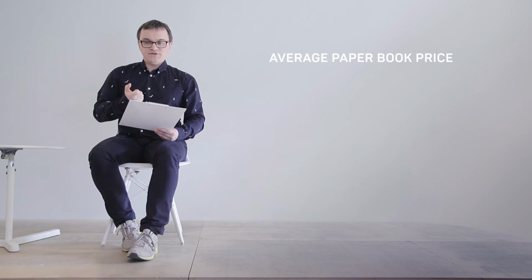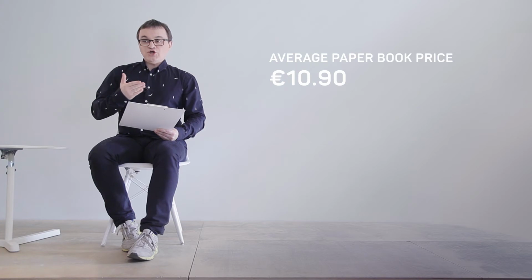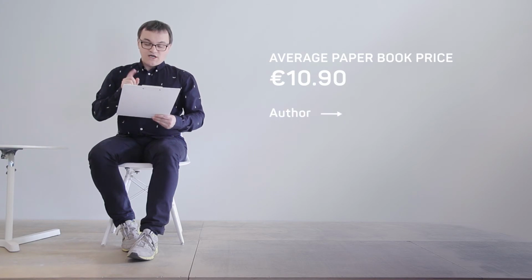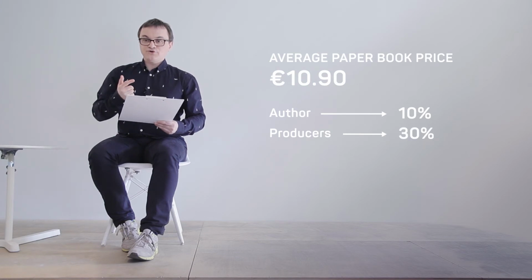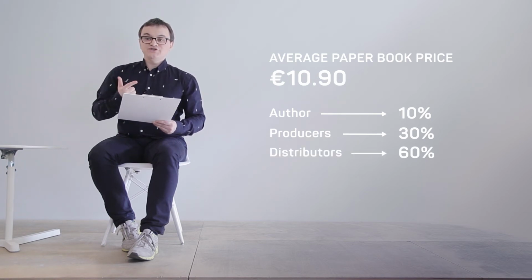Let's say the average price for a paper book that was published in France in 2012 was €10.90. How was this price deconstructed along the value chain, who got what from that price? The numbers are quite interesting. Out of this price, artists would get 10%, then a further 30% would go to the producers, in this case the publishing house. And then 60% would go to intermediaries and distributors.